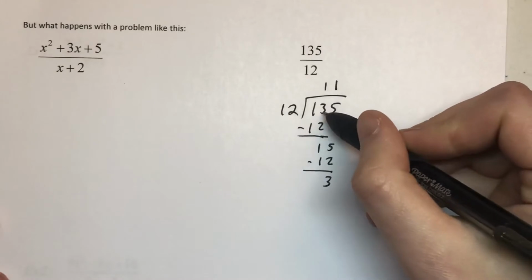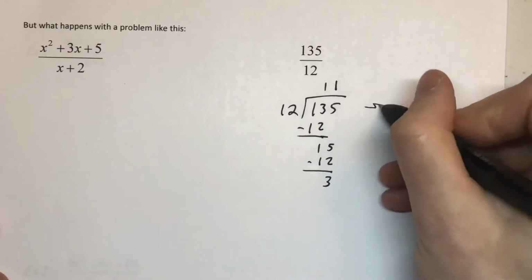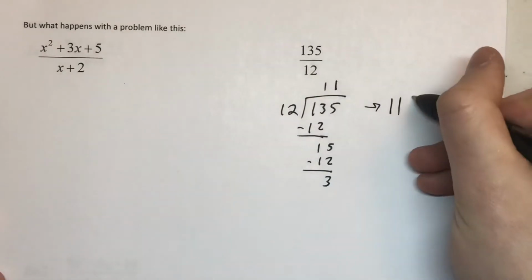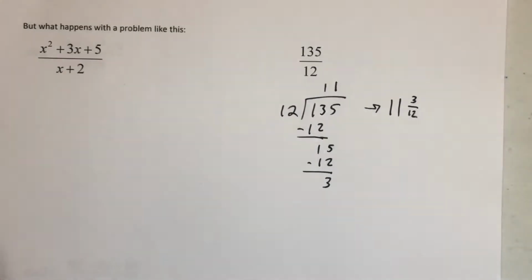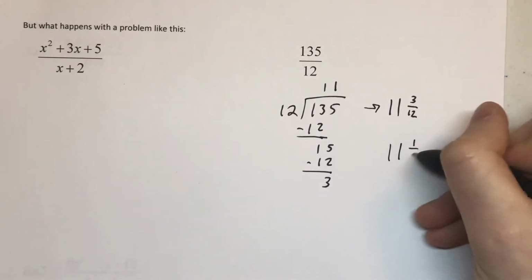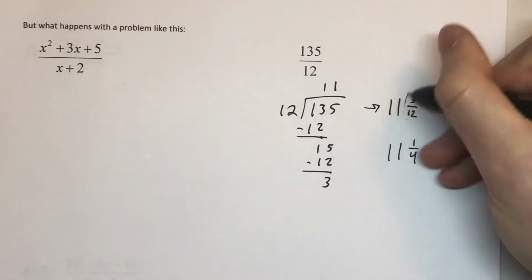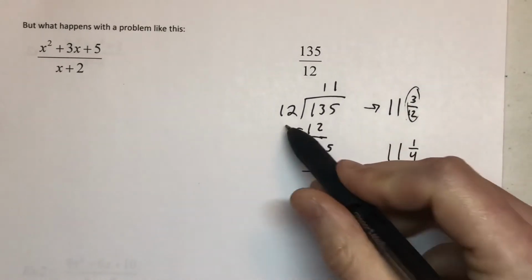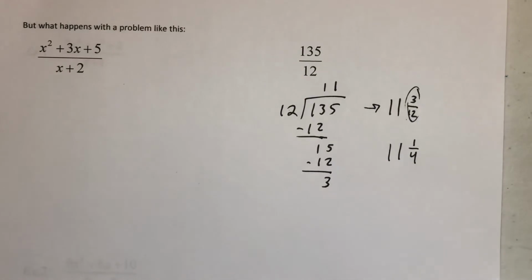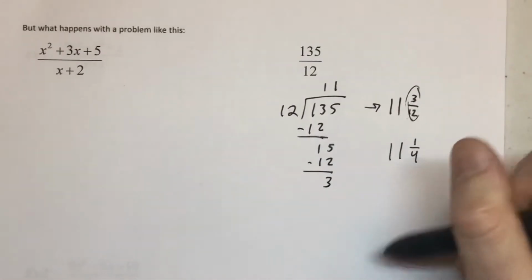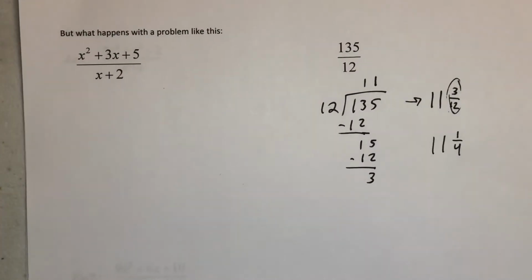So 12 goes into 135 11 times evenly, right? 11 times evenly, and then there was 3 out of the next 12, so 3/12, which can be reduced to 1/4, which I should write, but I want to focus really on that idea. It's the remainder out of the divisor, right? What you were dividing by, 3 out of 12. So that's a mixed number is all that is, right? That's how you write a mixed number. So we're going to keep that in mind as we come over here to the polynomial problem.